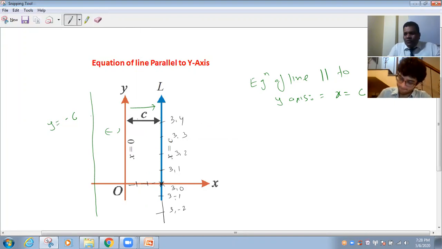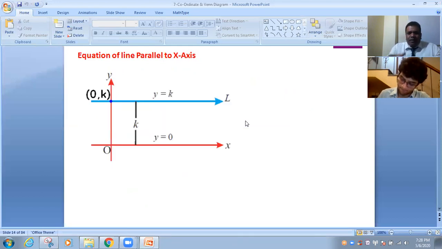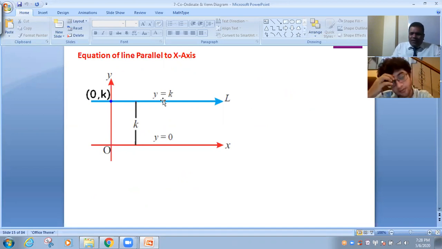The similar concept we can see next. The line is parallel to the x-axis. I don't think I need to explain this one. You can see here, k. So here the y coordinate is always constant. The equation of line is y is equal to k. If k is positive, the line is above. If k is negative, the line is below.